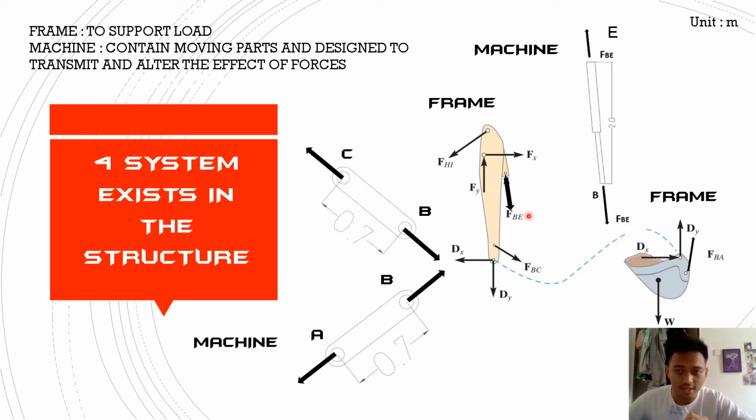Another example is the BE member. The BE member contains moving parts, so it is a machine. Same goes for the second frame, the bucket, and the CB and BA members, which are machines because they have moving parts.